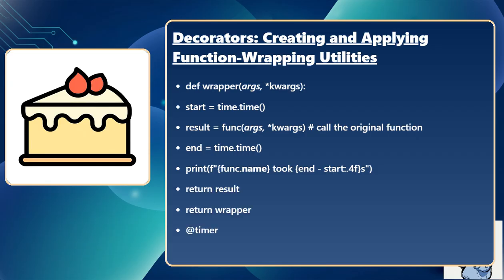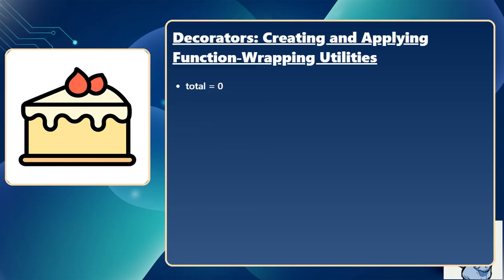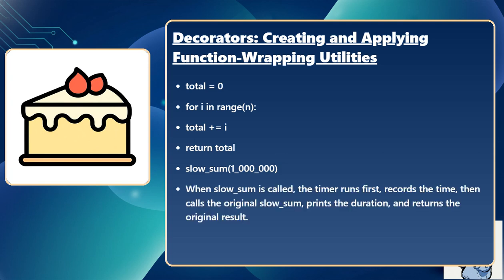Return wrapper. Add @timer. Define slow_sum(end): total = 0. For i in range(end): total += i. Return total. slow_sum(1,000,000). When slow_sum is called, the timer runs first, records the time, then calls the original slow_sum, prints the duration, and returns the original result.